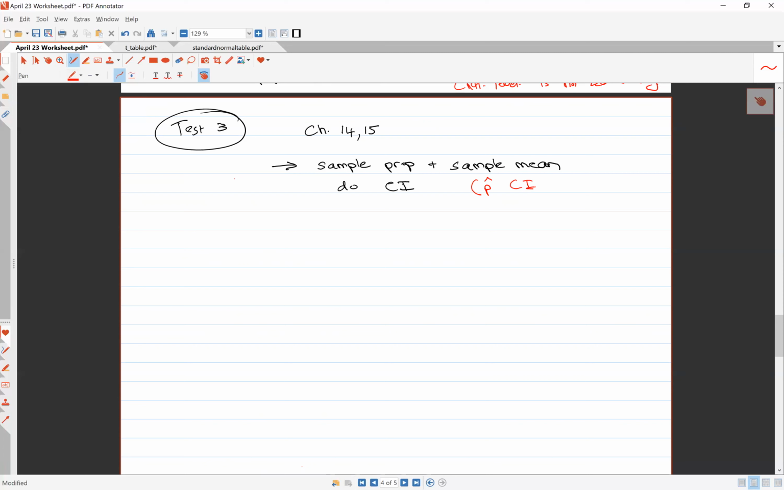Now, here's the little bit of extra work you'll have to do to prep, because the proportion confidence interval is in chapter 13. So you don't have to study all of chapter 13. It's just this formula, p hat plus or minus z star times standard error. But that will come up in the test, and it's important to the rest of the work in chapters 14 and 15. So you need to be able to do confidence intervals, and you also need to be able to do hypothesis testing.